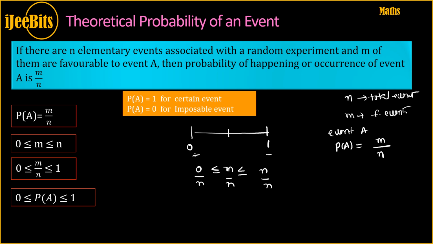Then 0 by n means 0 is less than or equal to m by n, which is nothing but your P of A, the probability of the event, and then n by n is equal to 1. So your probability of favorable event occurrence lies between 0 and 1. That's what your probability line also talks about. This is a very important topic. We are saying the same thing here.